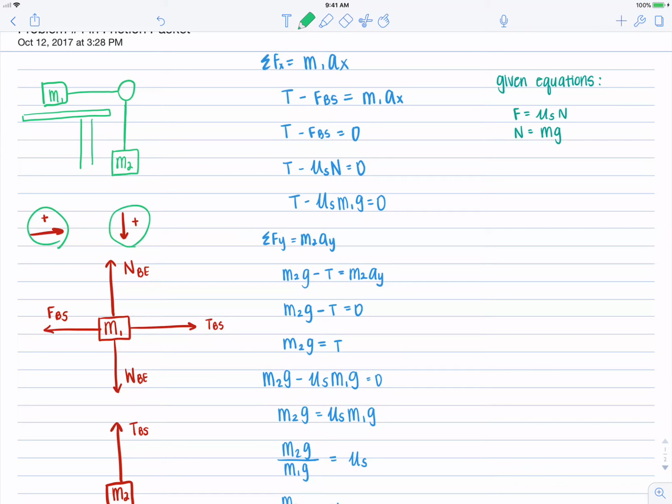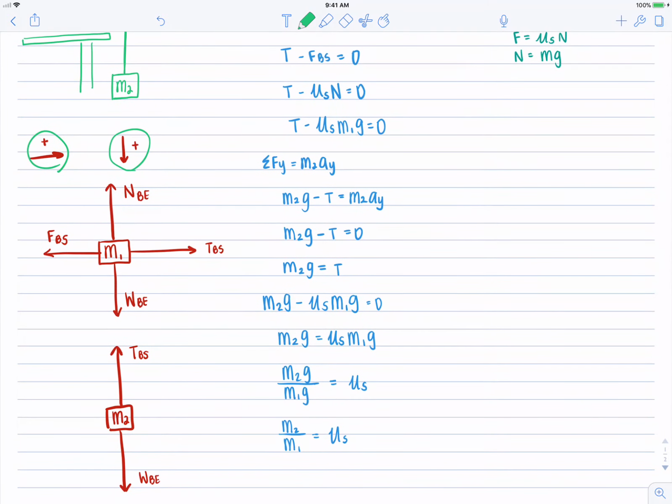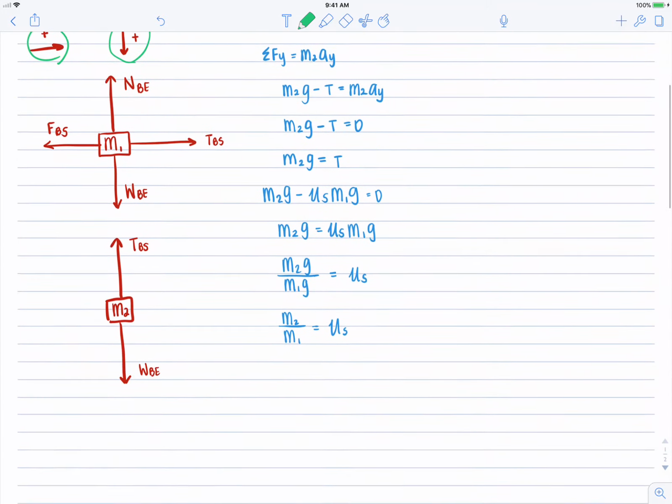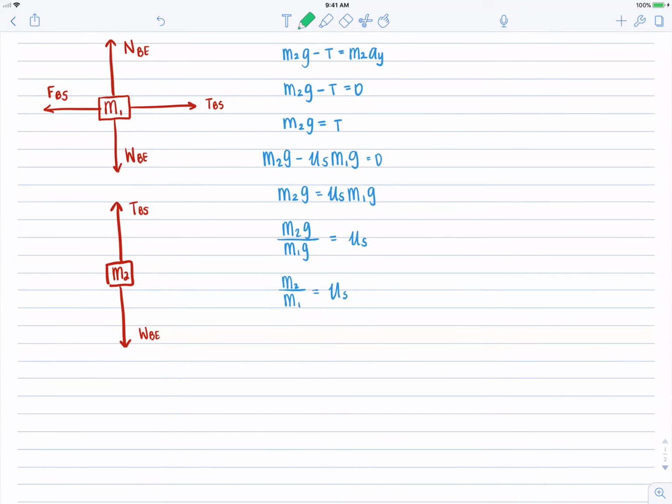Moving on to the free body diagrams. For mass sub 1, we know that there is weight on the block by the earth, normal force on the block by the surface, tension pulling to the right, and friction pulling to the left. For mass sub 2, there is tension pulling up and the weight on the block by the earth.